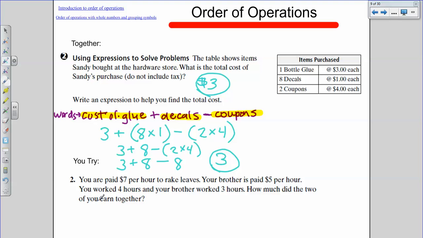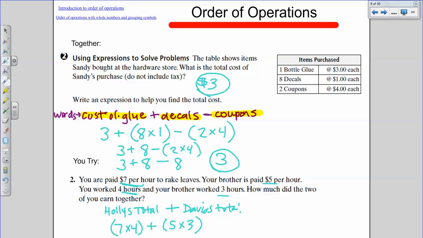All right, so I'm going to write an expression. The first thing I'm going to do is write my words. So Holly's total, my brother's name is David, so I'm going to need to add in David's total. So how do I find my total? I'm paid $7 an hour. I worked 4 hours. My expression for my part is 7 times 4. I'm going to have to add in, he worked 3 hours and got paid $5. So I'm going to have to do 5 times 3.